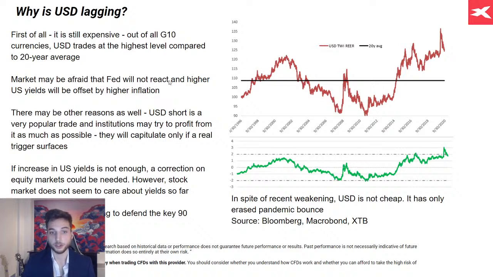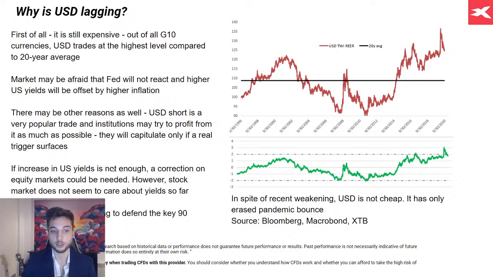Markets may be afraid that the Fed will not react and higher US yields will be offset by higher inflation. There may be other reasons as well. USD short is a very popular trade, and institutions may try to profit from it as much as possible, because most institutions and most traders tend to try to go against the main current. If USD is going up, a lot of people try to get the short so they can get profits from the way down. They will capitulate only if a real trigger surfaces.